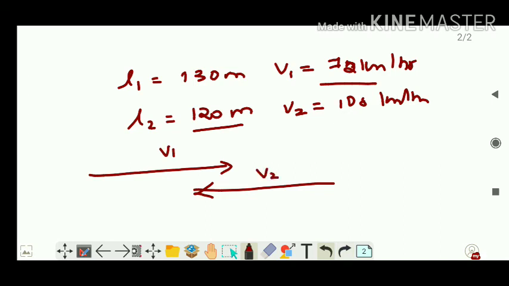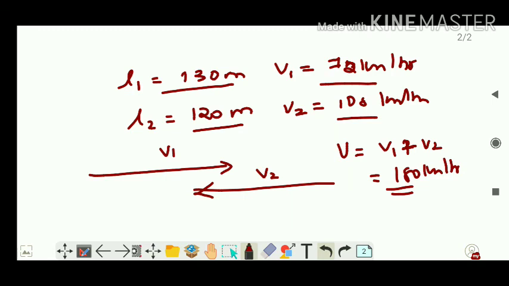Again, when two objects are moving in opposite directions, the relative velocity is the sum of them, that is v1 plus v2, that is 108 plus 72, which is 180 kilometer per hour, right? So remember, this velocity is in kilometer per hour, but our lengths are in meter. So I'm going to convert kilometer per hour to meter per second. How can I convert it? Just multiply by 5 by 18, right? This you would have learned in your 9th class. So you'll get 50 meter per second as the relative velocity between these two trains. Easy, right?